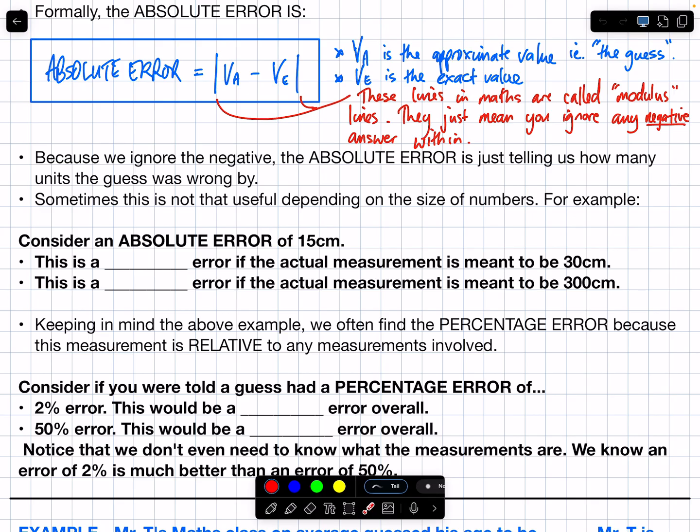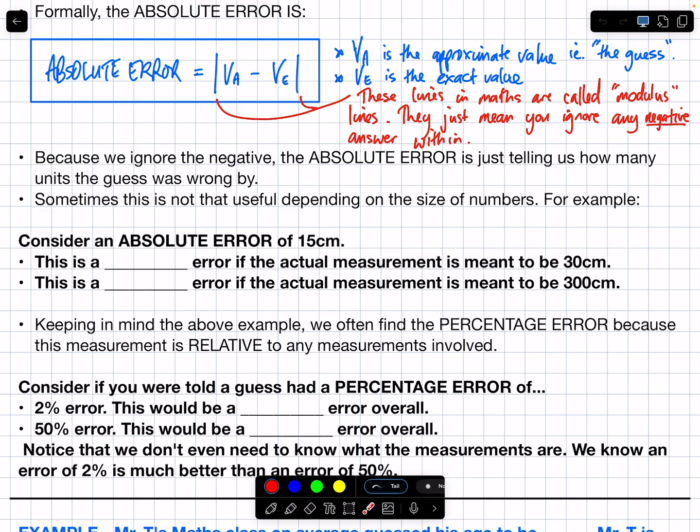All right, it's important to consider the idea of absolute error because it's not that useful sometimes. Sometimes it's not that useful because it depends on the size of numbers that you're guessing. So this in black is just for us to think about. You don't need to copy it. Consider if you had an error of 15 centimeters. You were wrong by 15 centimeters, right? So keep that in mind. You made a guess. Your mistake was out by 15 centimeters.